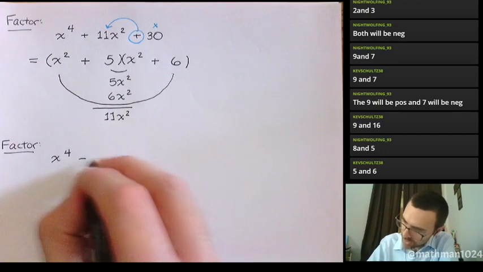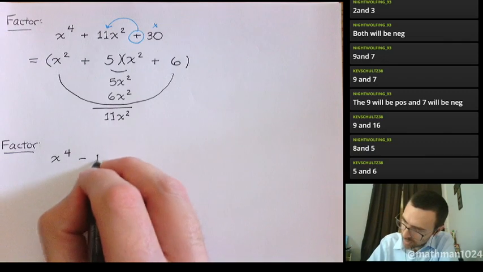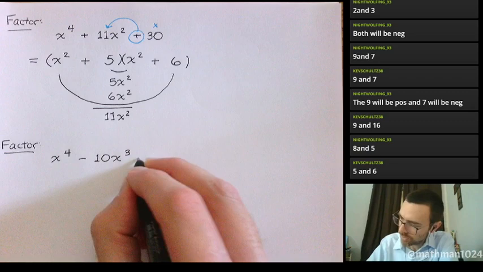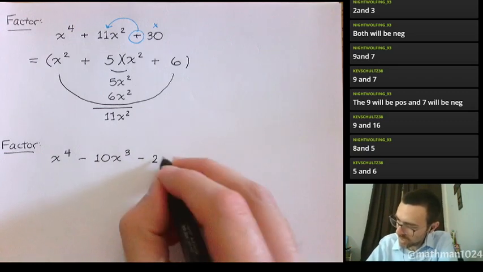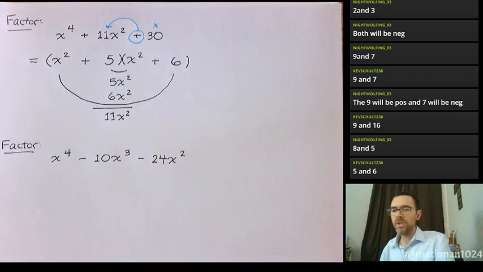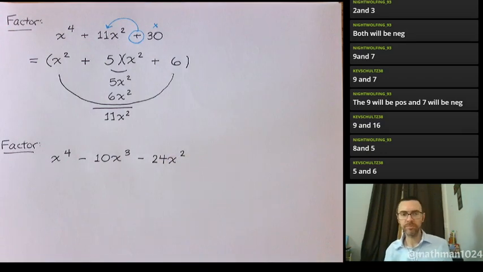So let's do this. x to the 4th minus 10x to the 3rd minus 24x squared. So, what do you think we should do here? What are the numbers? What are you thinking about? What do you think is going to work best for us in this problem?